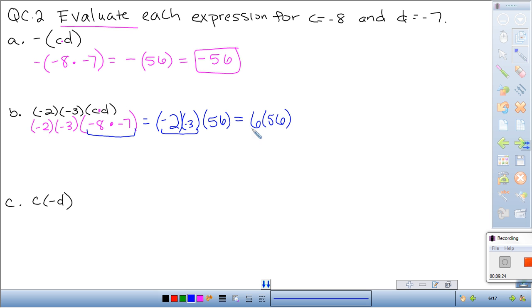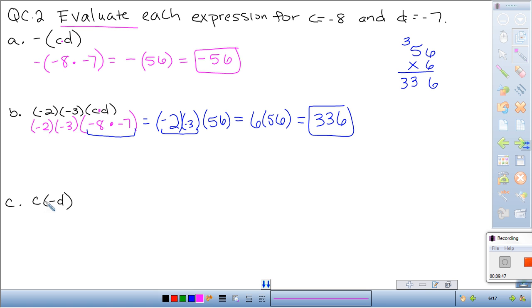So notice we ended up multiplying two positive numbers together because a negative times a negative gives us a positive. These negatives multiplied together give us a positive, so we end up with these two positives. And I'll just multiply this off to the side. 6 times 6 is 36. Carry the 3. 6 times 5 is 30 plus 3, 33. So 336, and it's a positive 336.